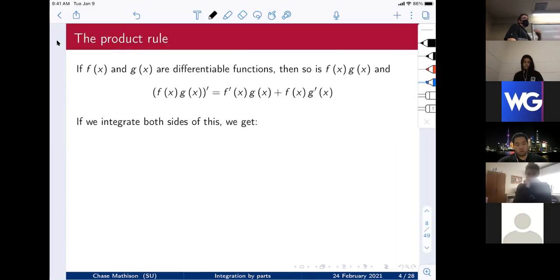So if I integrate both sides of this, when I integrate the left-hand side, I'm going to get the integral of f of x times g of x, that whole thing prime. What is the integral of f of x times g of x prime? April, what do you think? If I take the integral of the derivative of f of x times g of x, what should that give me?